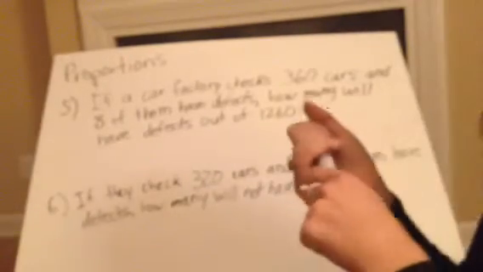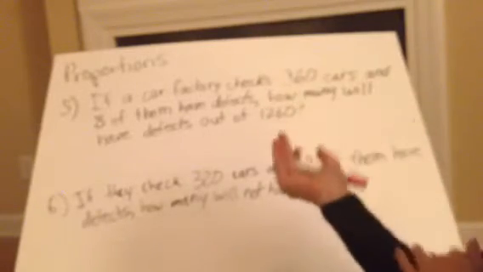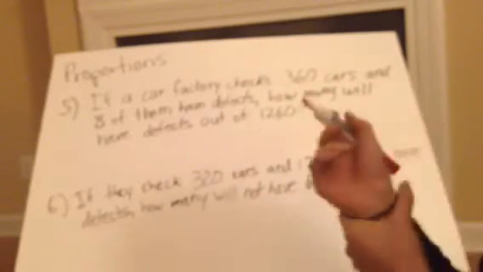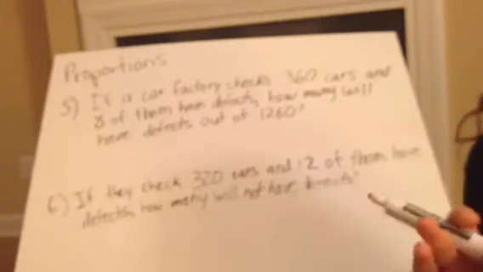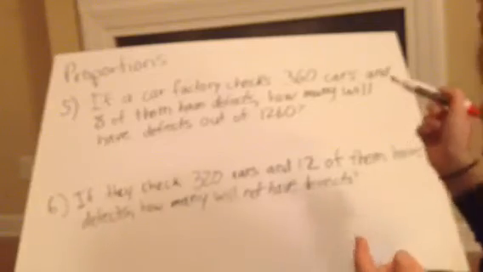All right, we're on question 5 on the back. So these are going to be set up like proportions, at least number 5 is. So if we have a car factory that checks 360 cars and 8 of them have defects, we want to know how many will have defects out of 1,260.